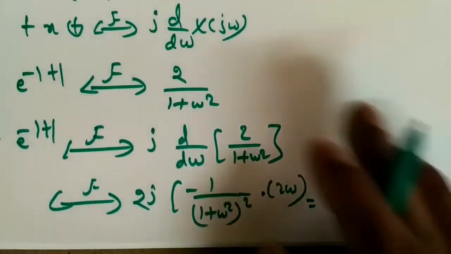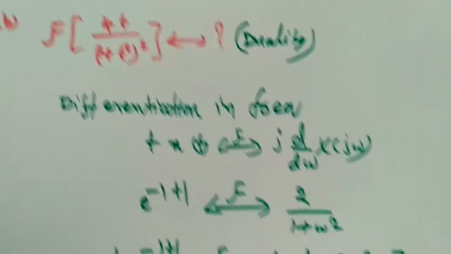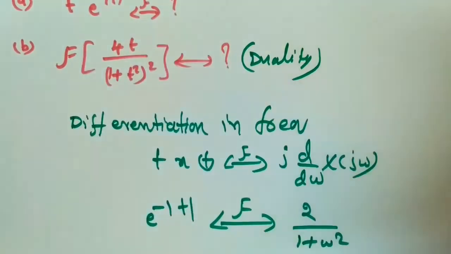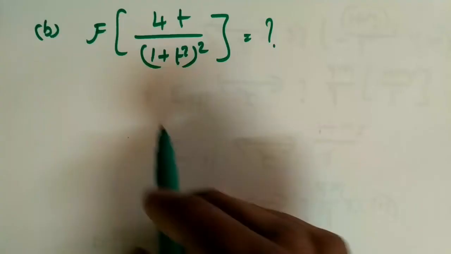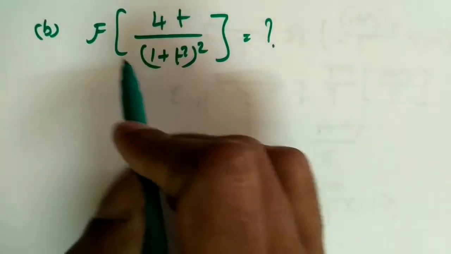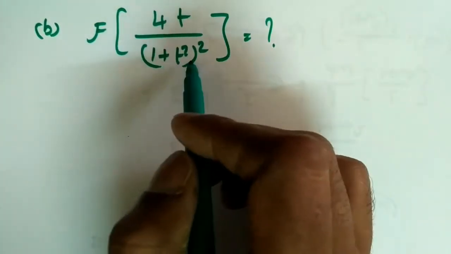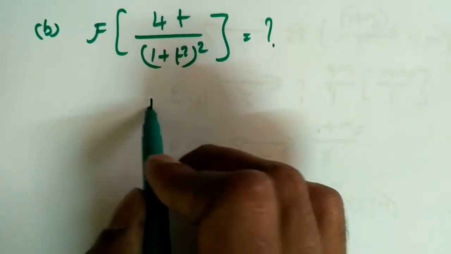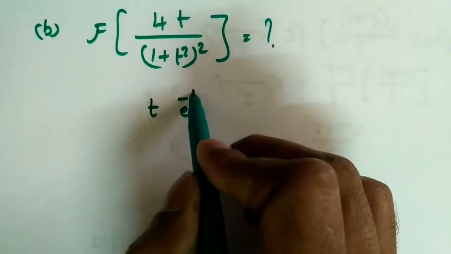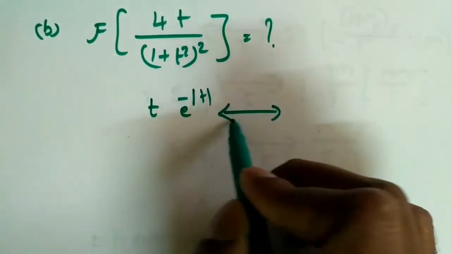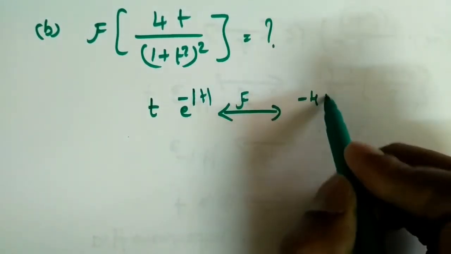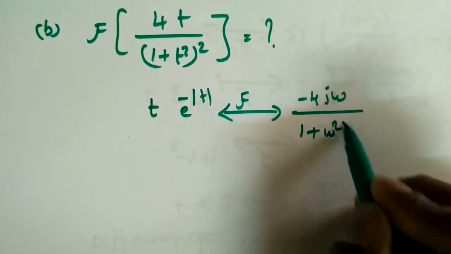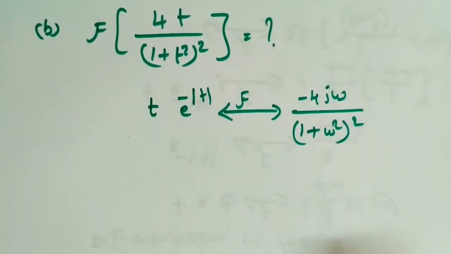Now using this result, we need to find this one, 4t by 1 plus t square whole square, right? Now solve option B. We need to find the Fourier transform of 4t by 1 plus t square whole square. We have seen that for t into e power minus mod t, the Fourier transform we got is minus 4j omega by 1 plus omega square whole square, right?